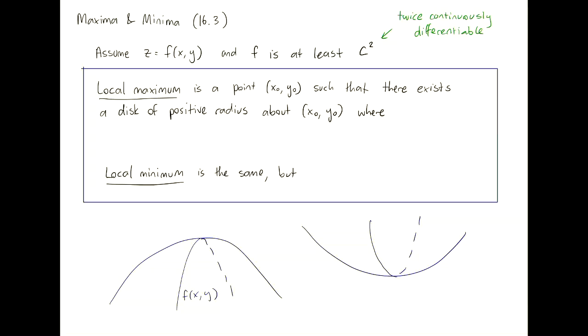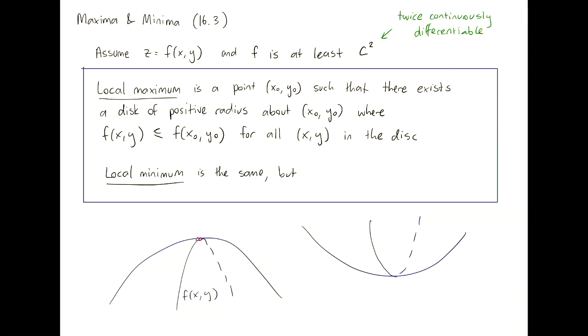Okay, so we want to start by finding extreme values, things we call local maxima and local minima. And you're pretty familiar with this from certainly single variable calculus as well, but let's get the definition right for multiple variables. It's a point such that there exists some disk of positive radius around that point where f of x, y is greater than or less than or equal to the value at the point, for all x and y in the disk.